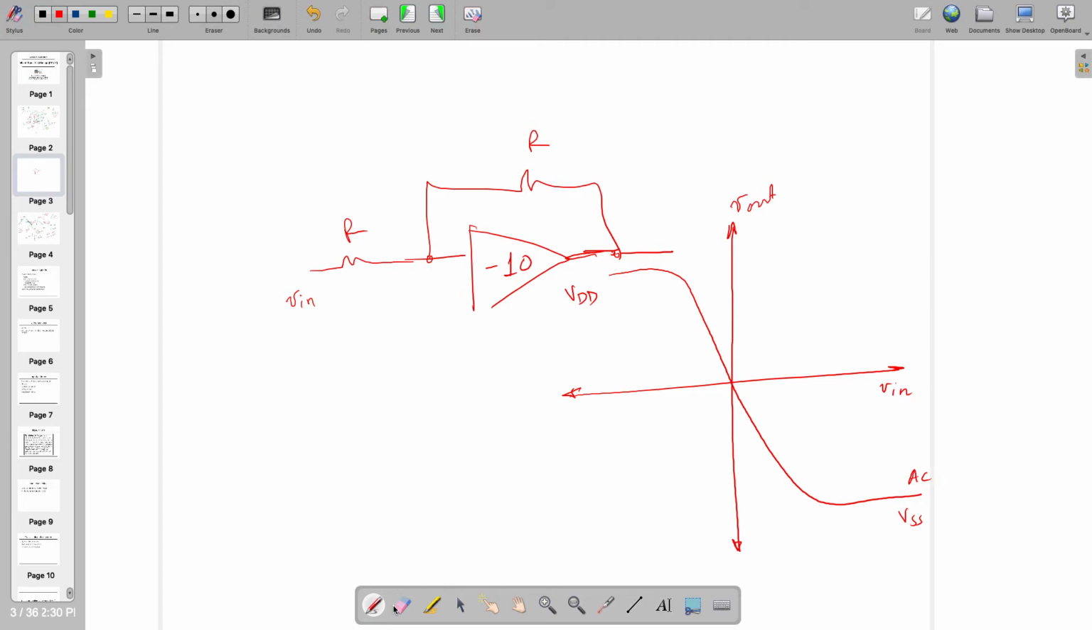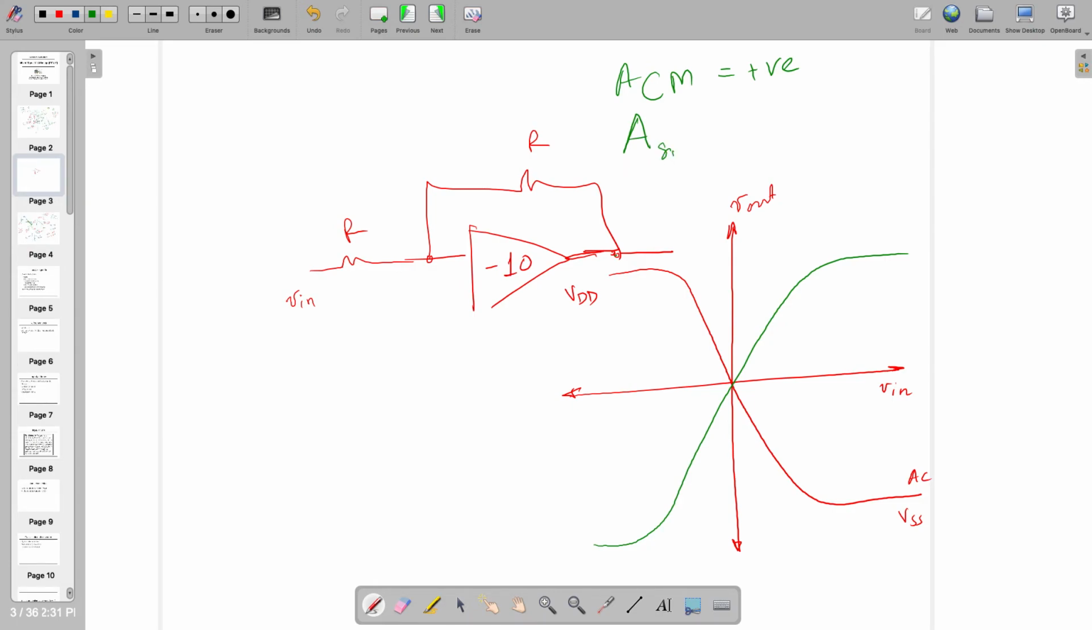But if you are looking at the common mode gain, it will be in the first quadrant and third quadrant. The reason is the gain is positive. The common mode gain is positive.